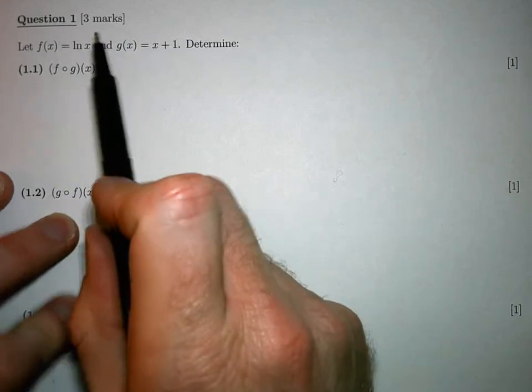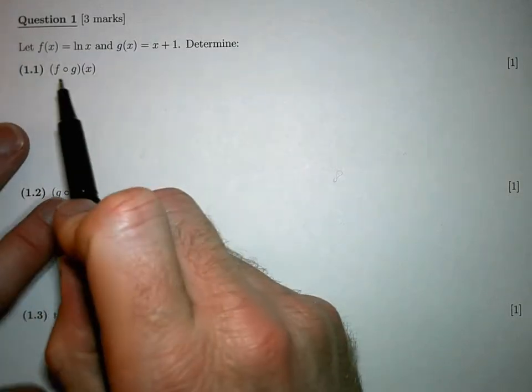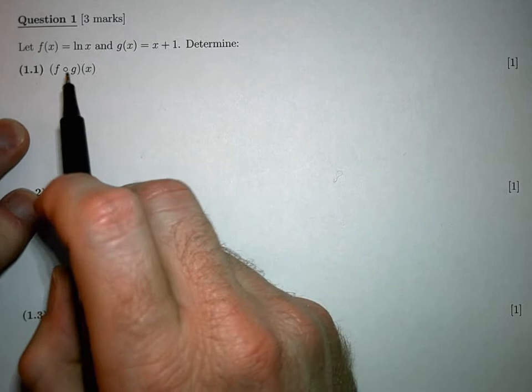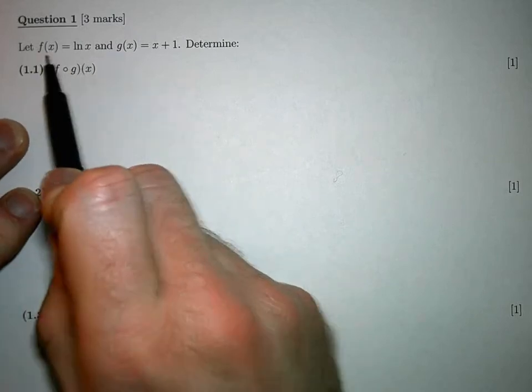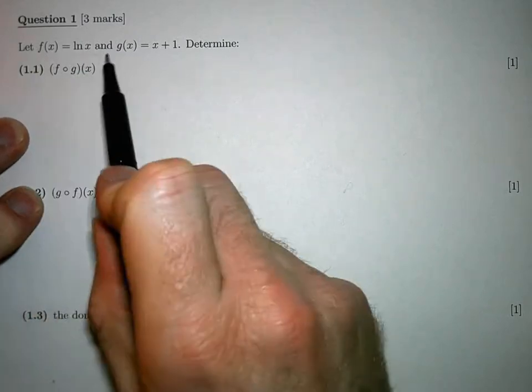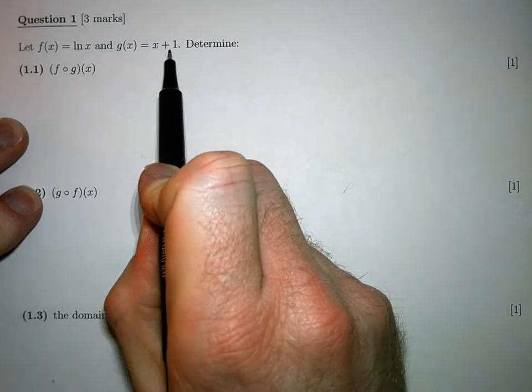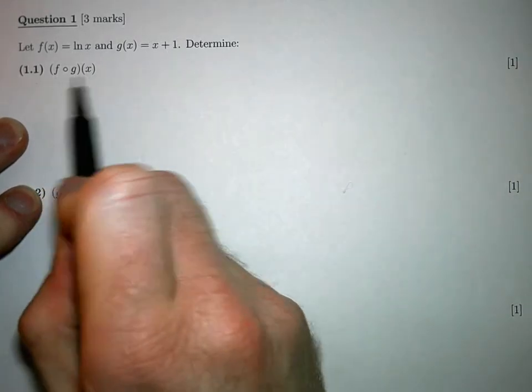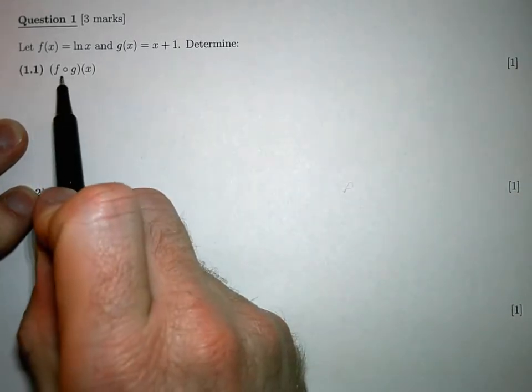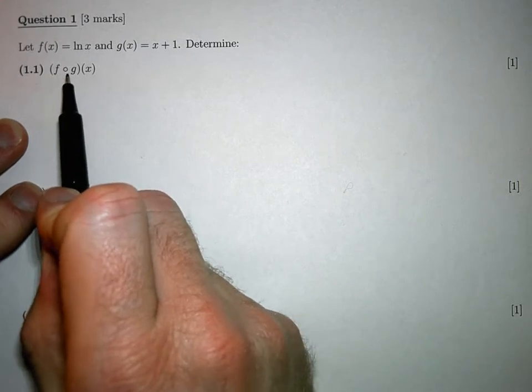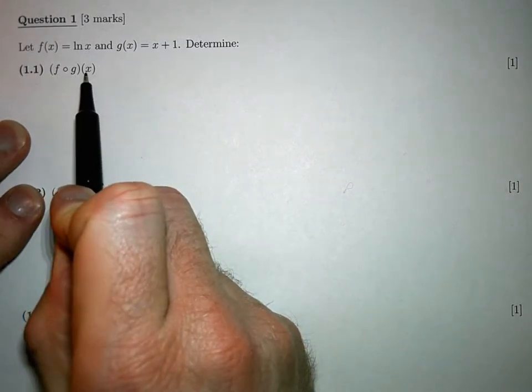Looking at question 1, which was a nice, easy 3 marks if you had gone over the notation for composition of functions. You're told that f of x is equal to the natural logarithm of x, and g of x is equal to x plus 1, and you were asked to determine this creature over here. Now this is the f of g of x.